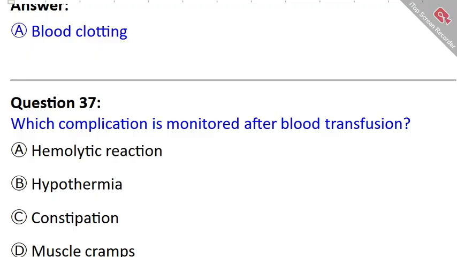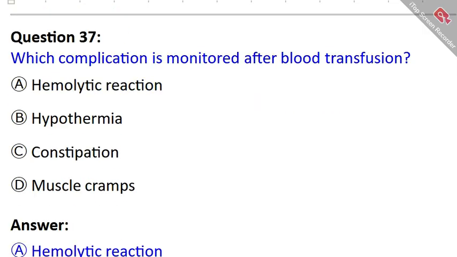Which complication is monitored after blood transfusion? Read the four options: hemolytic reaction, hypothermia, constipation, and muscle cramps. Which one is the correct option? In this scenario, the correct option is hemolytic reaction. Hemolytic reaction is monitored after blood transfusion.